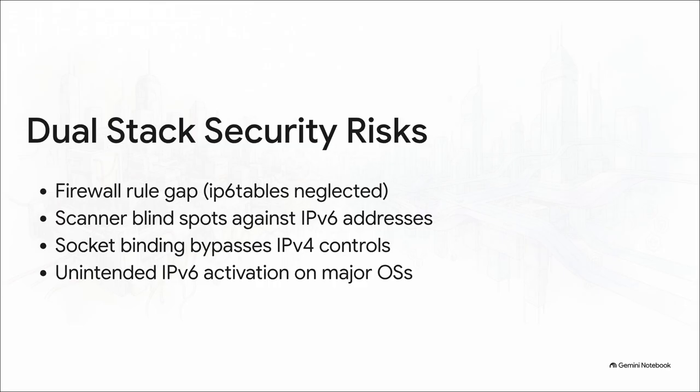Then there's socket binding. If an application binds to the IPv6 wildcard address, which is represented by double colons, it usually listens on both protocols, effortlessly bypassing your IPv4-specific controls. And finally, unintended activation. Major operating systems like Linux, Windows, and macOS just enable the IPv6 stack by default. You might literally be running dual stack right now across your enterprise without even realizing it.